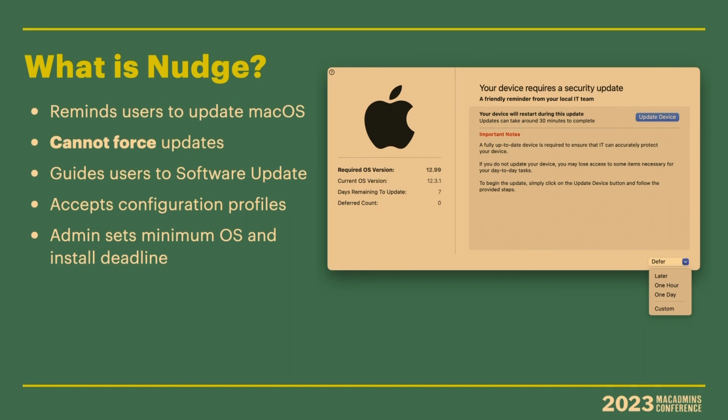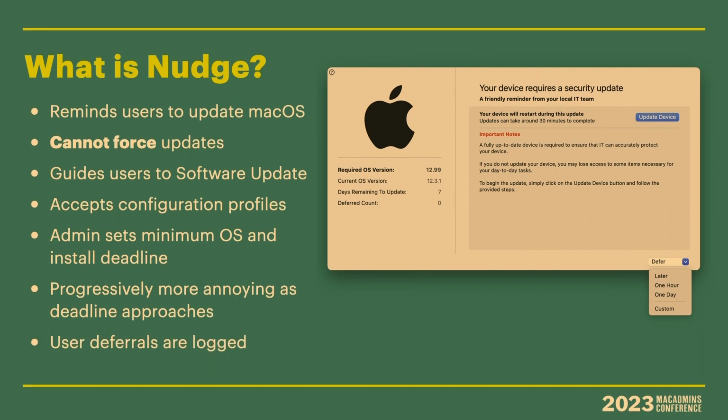Admins set the minimum OS level and an install deadline. Now, I'll just say one note about the deadline. It's a deadline for Nudge to get more and more aggressive. It's not a deadline that impacts the user other than that. It doesn't do anything. It just keeps bugging the user, and it progressively gets more annoying as the deadline approaches.